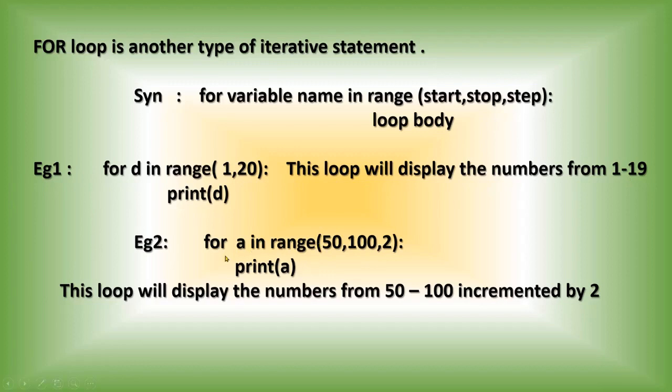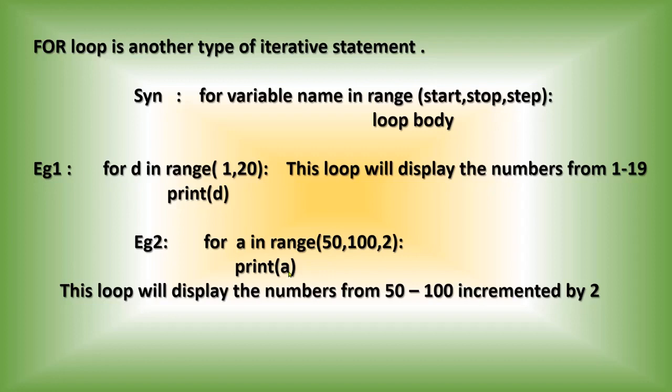See the second example I have written there: for A in range 50 to 100, 2. That means 50 is the start value, 100 is the stop value, and 2 is the step value. Print A. So it will display 50 first, and after that the variable is incremented by 2. So you will get 50, 52, 54, and so on, excluding 100, till 98.